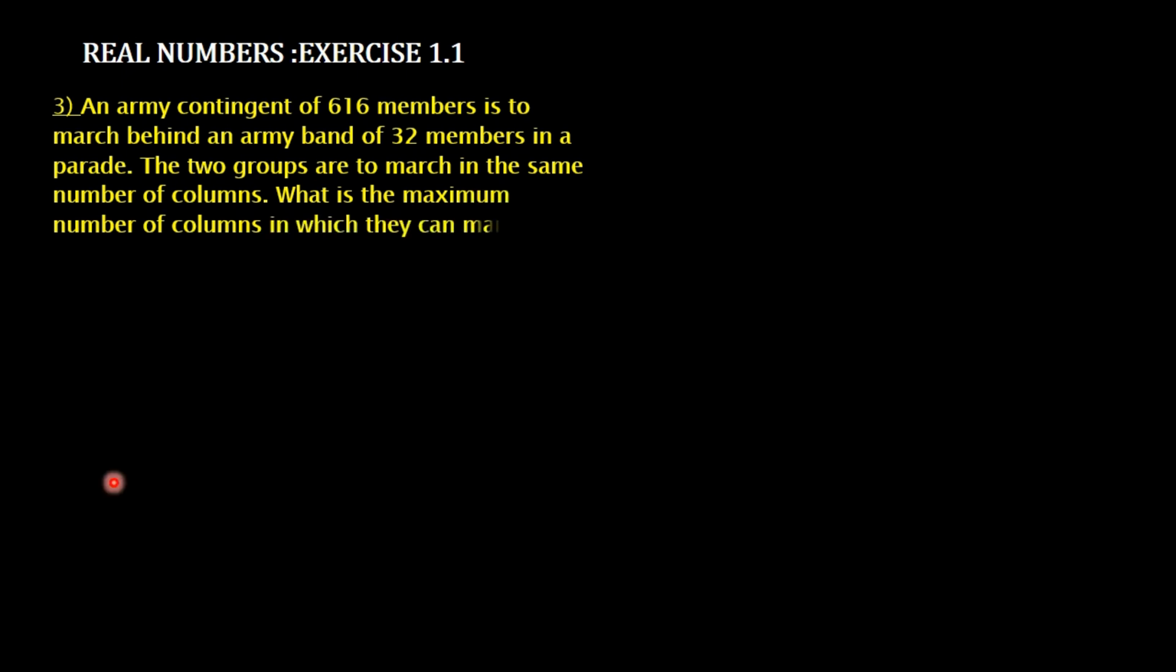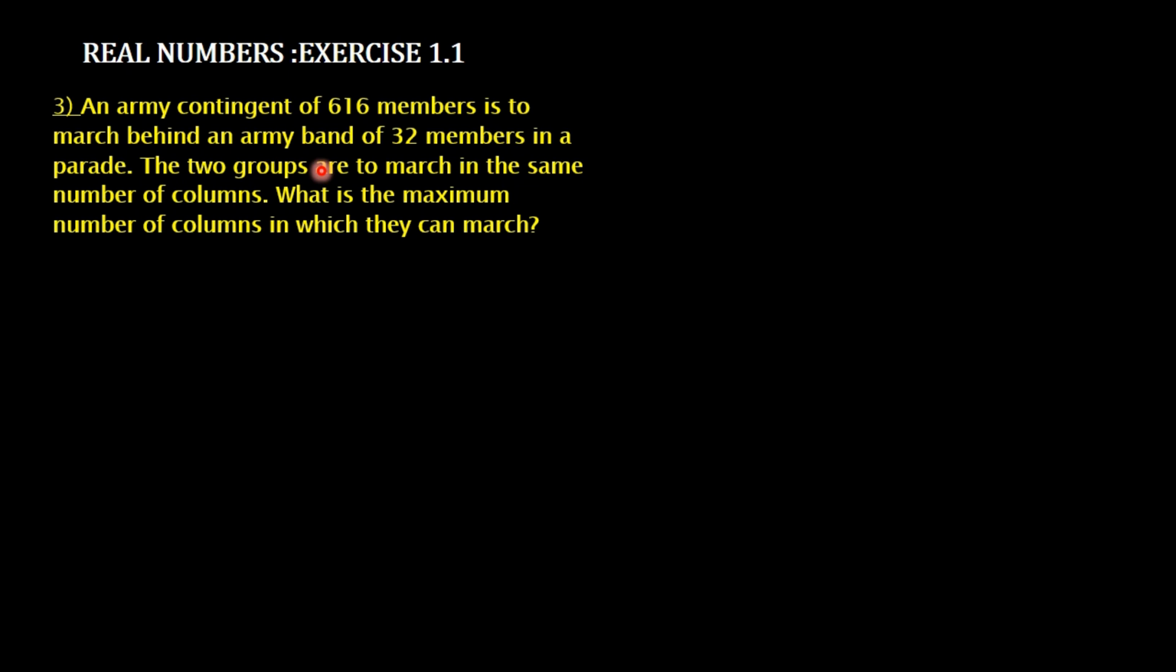Okay. So, here we have a problem: we have 616 army contingent members and 32 band members with us. We have to arrange them for a parade. How do we have to arrange them? The two groups are to march in the same number of columns. This will be considered for the arrangement. Then our duty is to find the maximum number of columns in which they can march. We have to find the maximum number of columns that we can arrange for the parade.